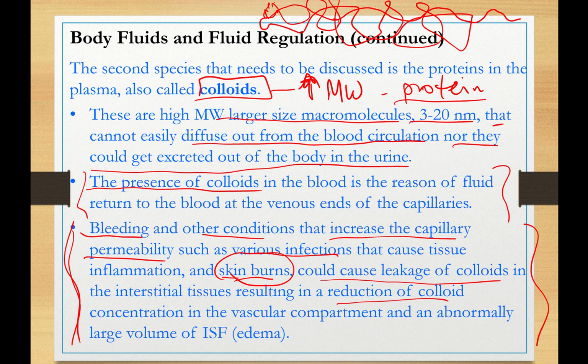in the vascular compartment and an abnormally large volume of interstitial fluid in some of these cases, not all of them, or in some of those cases you may actually end up eliminating protein in the urine if this infection involves, for example, kidneys.